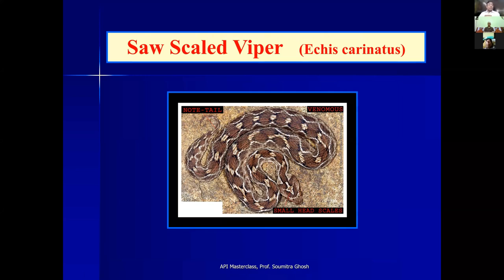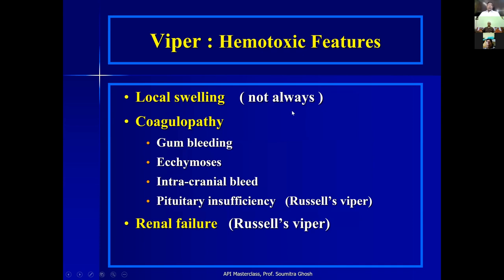And this is the saw-scaled viper. In Bengal, it is called Bali Bora because they live in sand areas, and it is called Echis carinatus. In Rajasthan, Madhya Pradesh, Maharashtra, and different parts of UP and Uttaranchal, this snake is very common. You can see a sawtooth-like appearance in the scale, and that is why it is called saw-scaled viper. It is not very frequently seen in West Bengal, but it is also common.